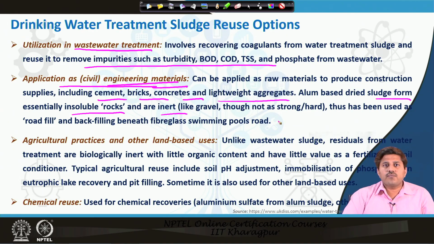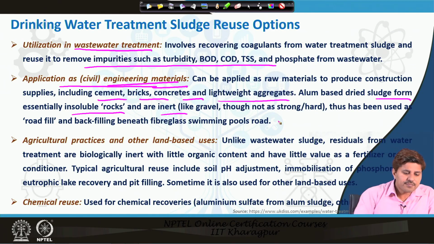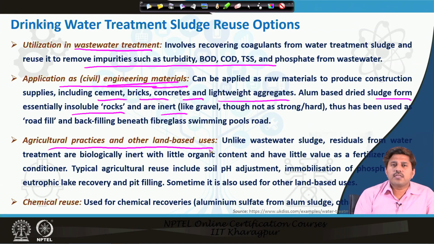So it has been used for filling under the road, backfilling beneath fiberglass swimming pools, and during bridge construction. So as a filling material particularly, this sludge has been very common, okay. So that is one of the most common reuses, that dried sludge is used as a filling material for various civil engineering applications or constructions. Then it can be used for agricultural practices or other land based uses.